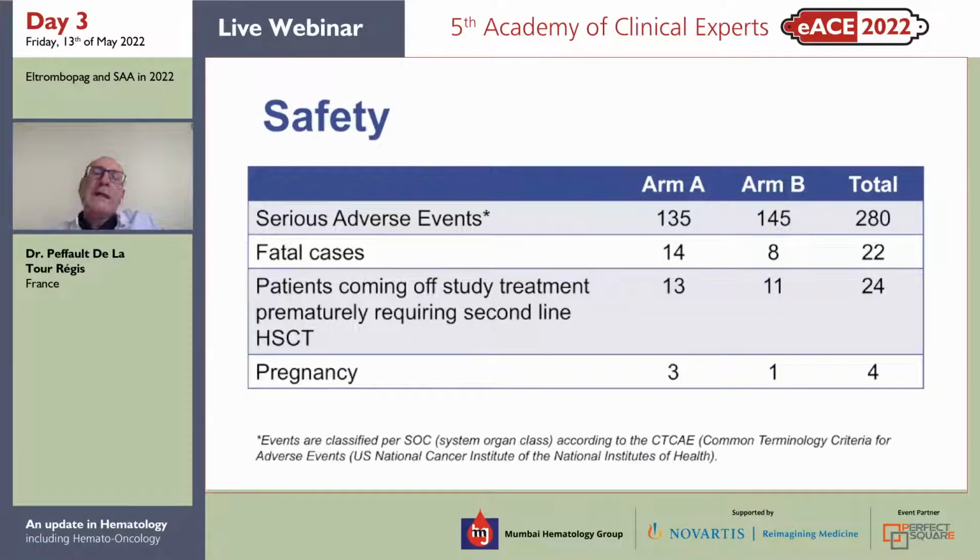More importantly, the patients were not only responding quicker and better, but there was also no safety concern in that trial. As you can see here, the serious adverse events presented in each arm, A and B, were very similar, and the patients coming off study, primarily because of transplantation, was the same in both arms.